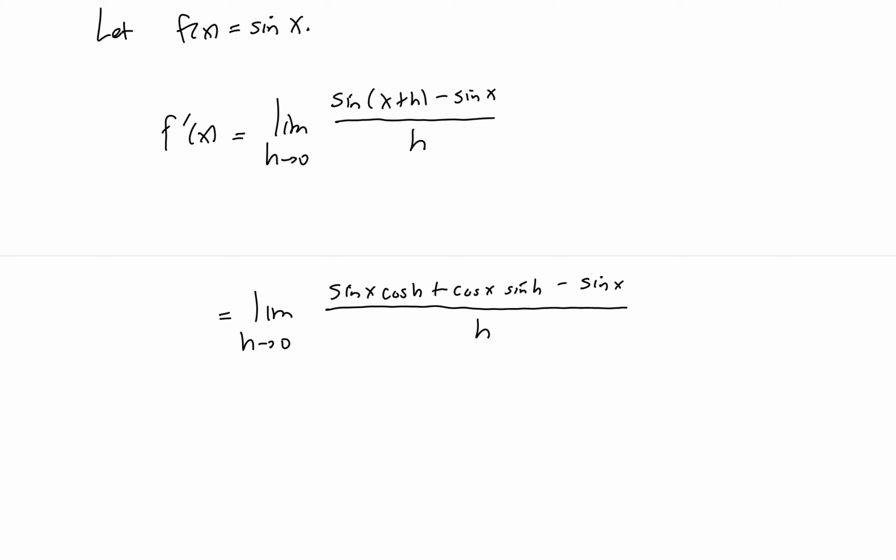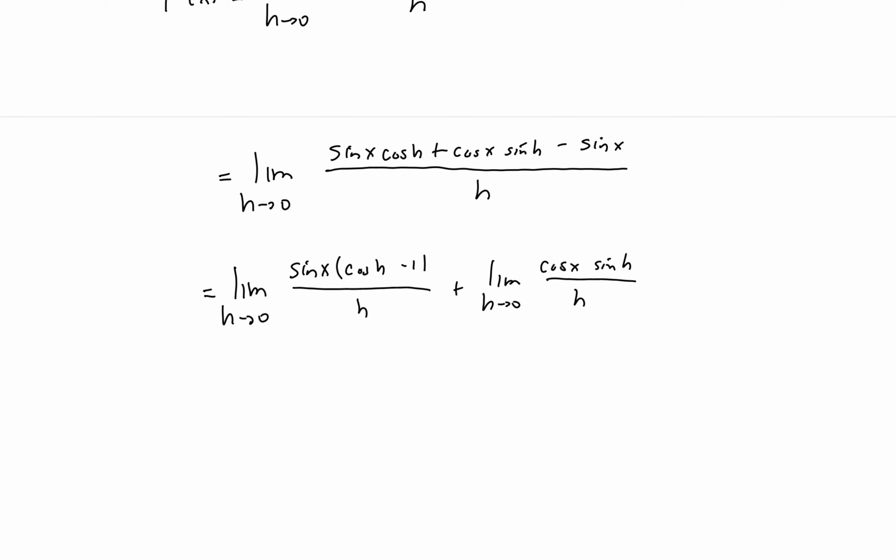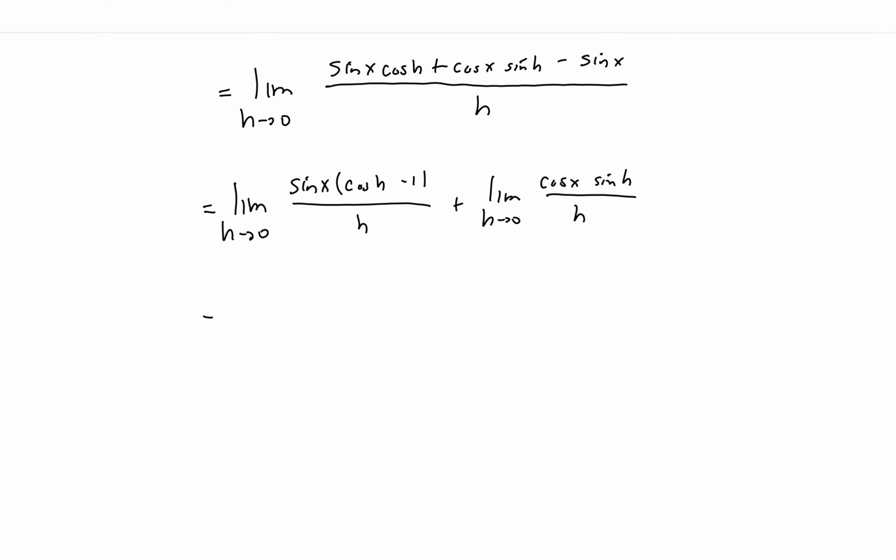And now we can go ahead and split this up and write this as the limit as h goes to 0. Let's bring all of the terms with the sine x together and factor that sine x out. And now the terms that have just x's can come out front of the limits.